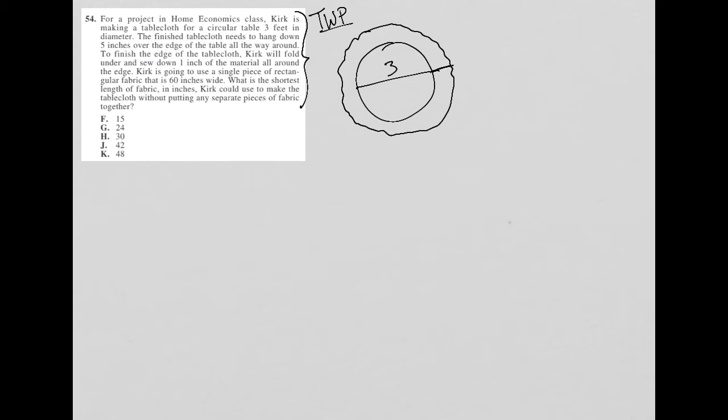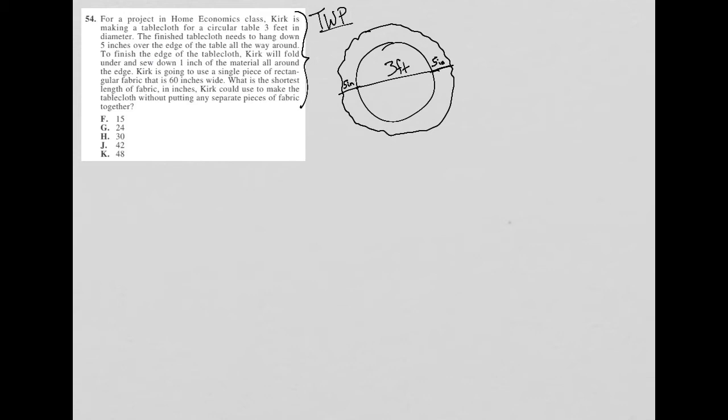And I know that this needs to reach out 5 inches, right? So again, let's just make sure we're good on units. This is 3 feet, but this is 5 inches. And then of course on this side also 5 inches. So then it says, to finish the edge of the tablecloth, Kirk will fold under and sew down 1 inch of the material all around the edge.